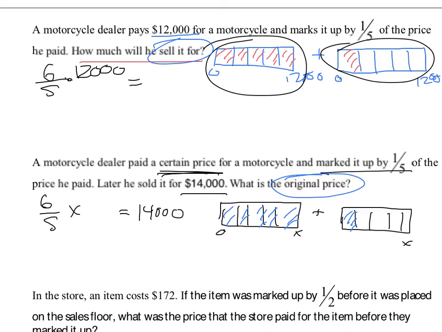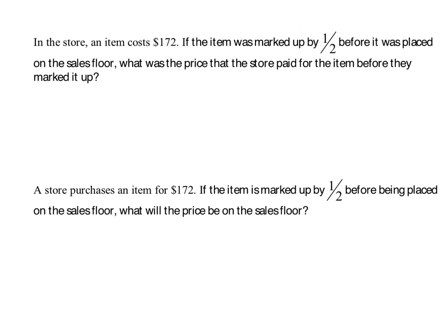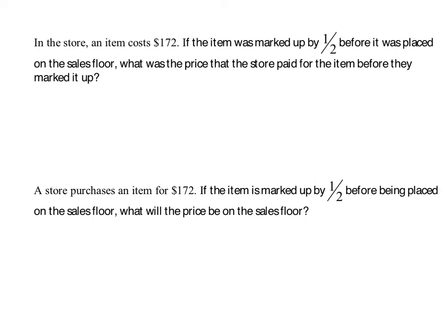So if you're looking to identify, always be identifying whether you're given the original price of an item or not. Let's look at two more examples. In a store, an item costs $172. If the item was marked up 1/2 before it was placed on the sales floor, what was the price that the store paid for the item?